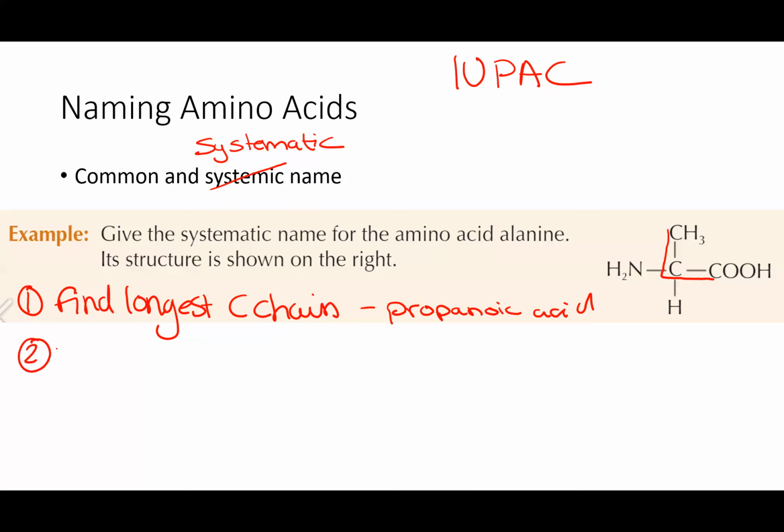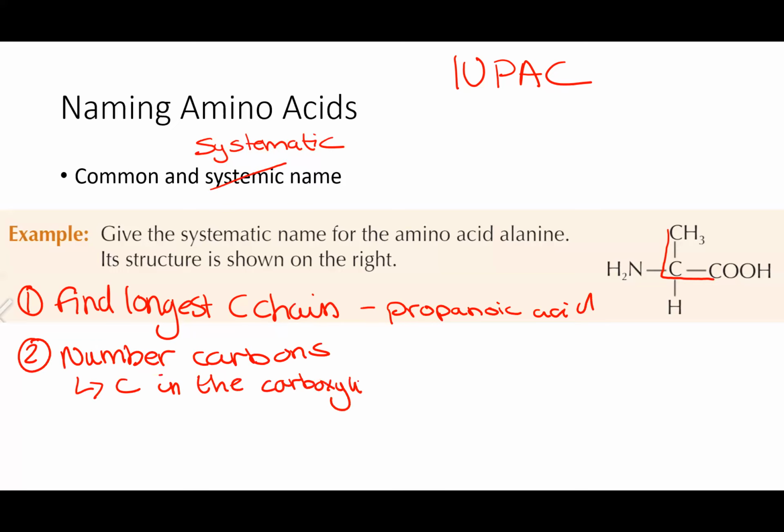Next, we are going to number the carbons of the straight chain, and we start with the carbon in the carboxylic acid group. So we'll start with this one here, and this will be number 1. That will be number 2. That will be number 3.